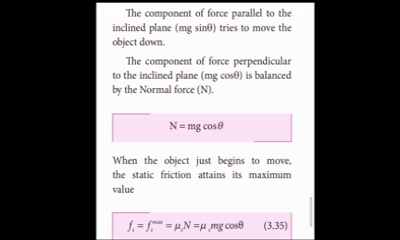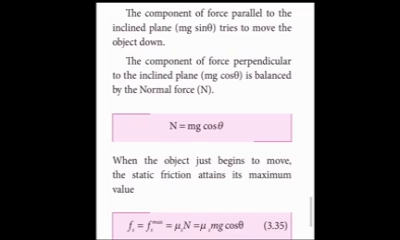Now let me calculate one by one. First, the component parallel to the inclined plane, mg sin theta, will move the object down. The other component, perpendicular to the inclined plane, mg cos theta, is balanced by the normal force, which is the equilibrium position. Therefore we have to find the static friction. We know the formula for static friction: f of s maximum is equal to mu of s into N, that is the maximum static friction.